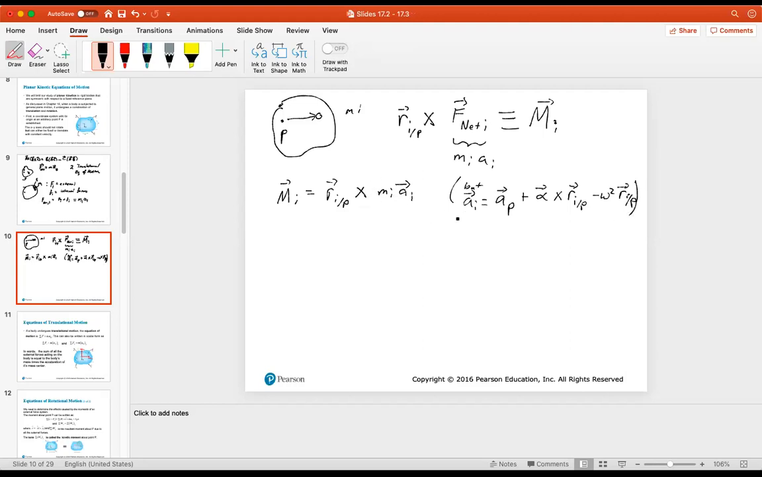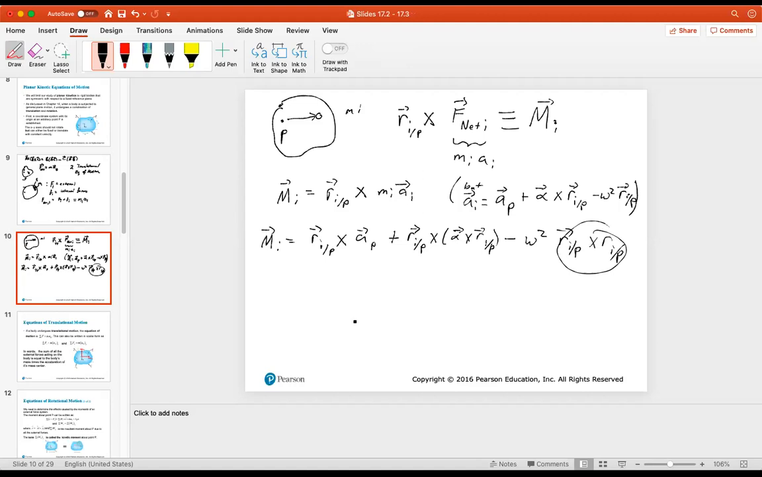So if I substitute this into here and take the cross product, I get the following. It's going to be r_iP cross a_P plus r_iP cross alpha cross r_iP minus omega squared, and then I get r_iP cross r_iP. But that's a big fat zero because the cross product of a vector with itself is zero.